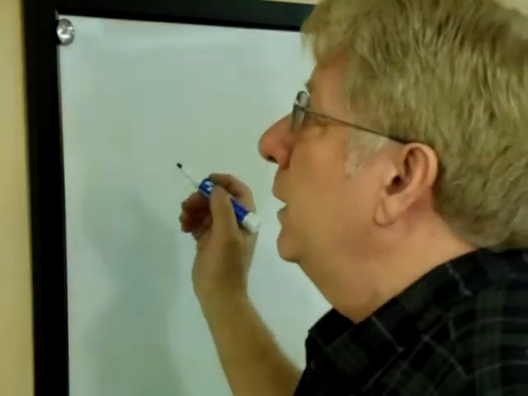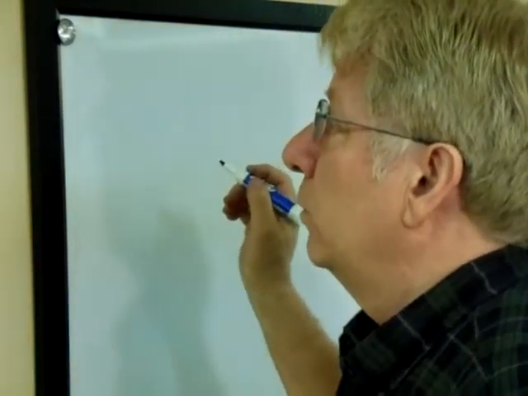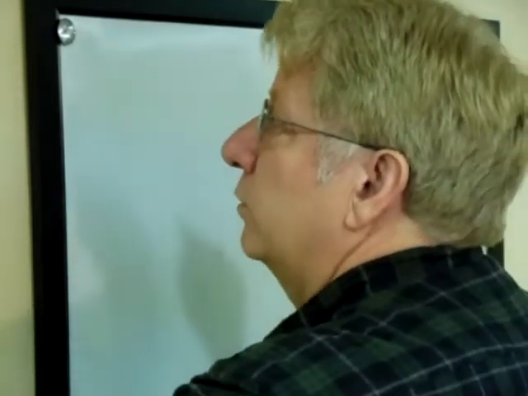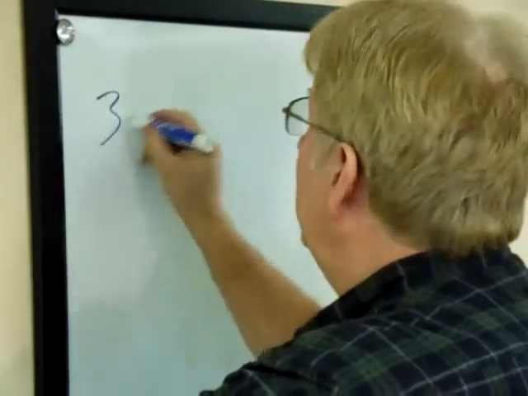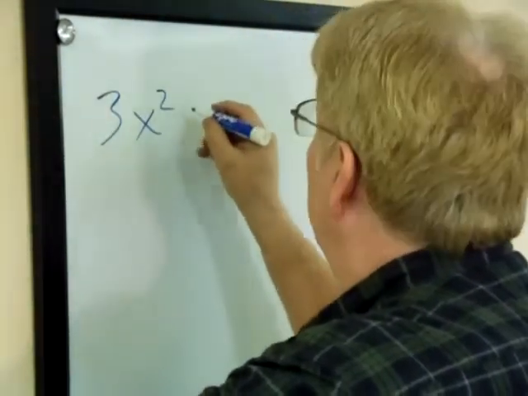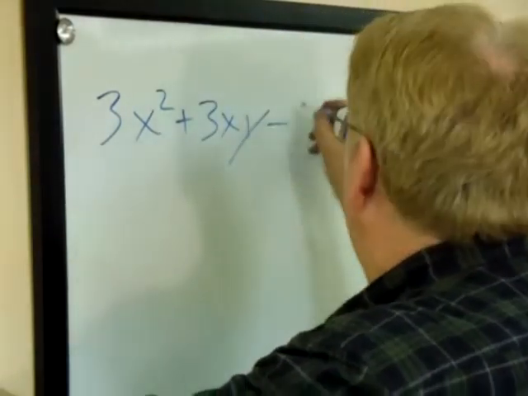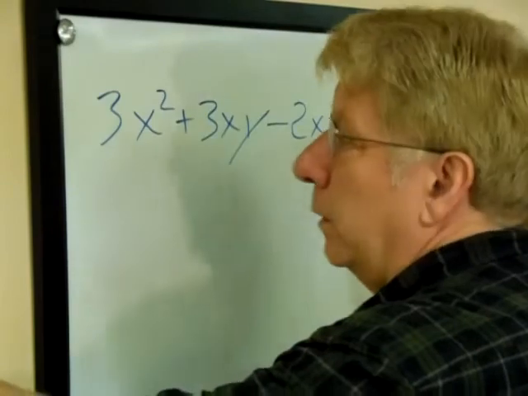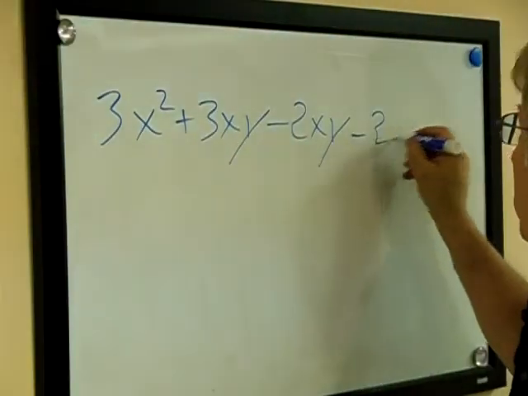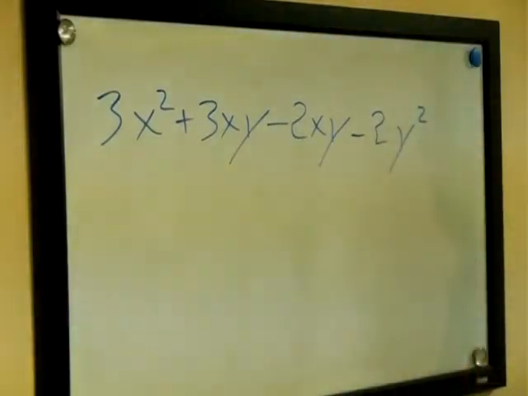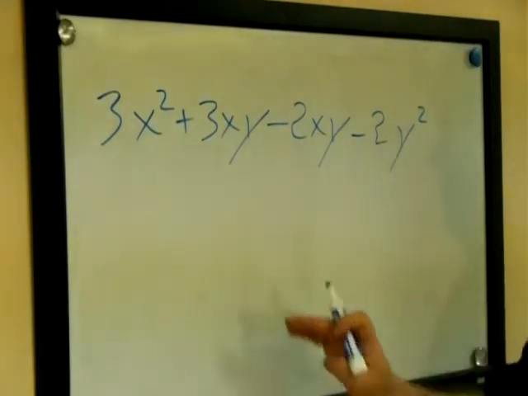Okay, so now let's pick another example. So I think what we'll try this time, we'll try 3x squared plus 3xy minus 2xy minus 2y squared. Okay, here's an example. Let's see what we can do.